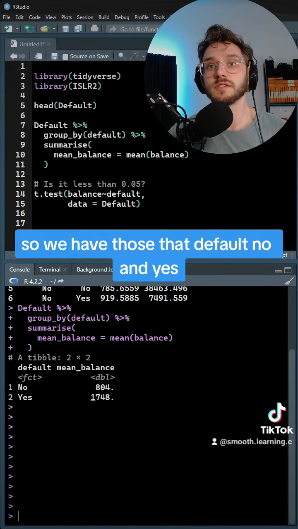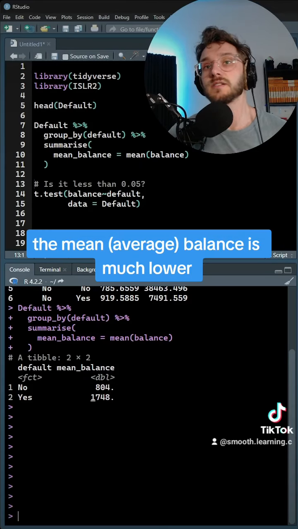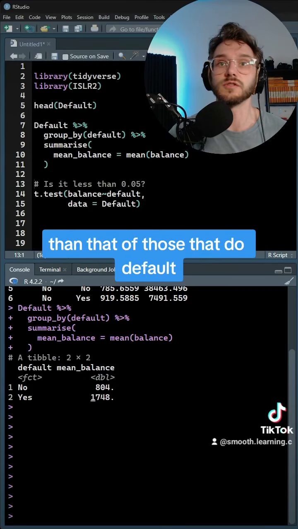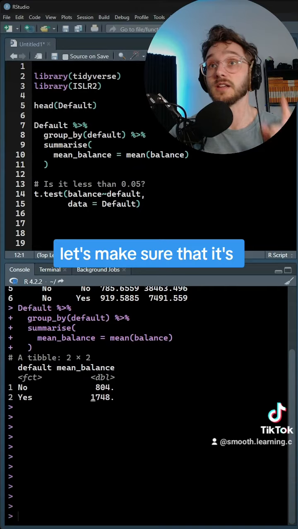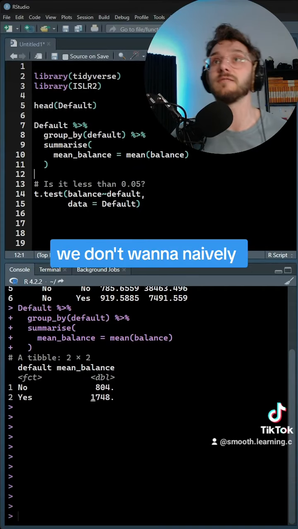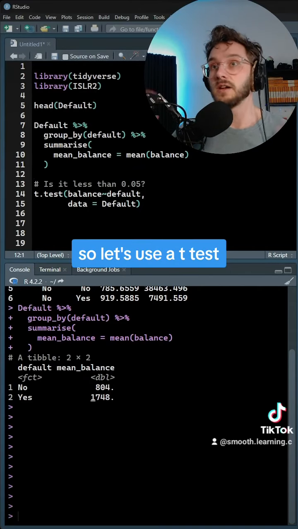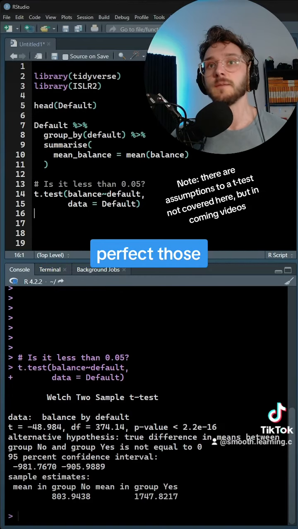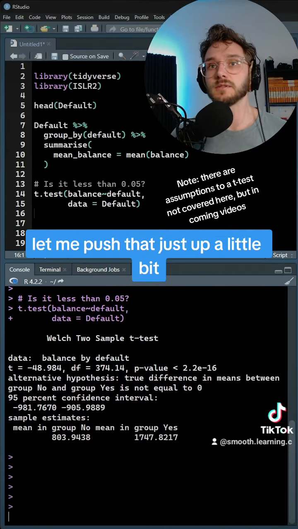So we have those that default, no, and yes. The mean balance is much lower than that of those that do default. That does make sense. Let's make sure that it's statistically significant though. We don't want to naively accept everything. So let's use a t-test, the difference in averages between two groups. Perfect. So I'll just push that out. Let me push that just up a little bit.